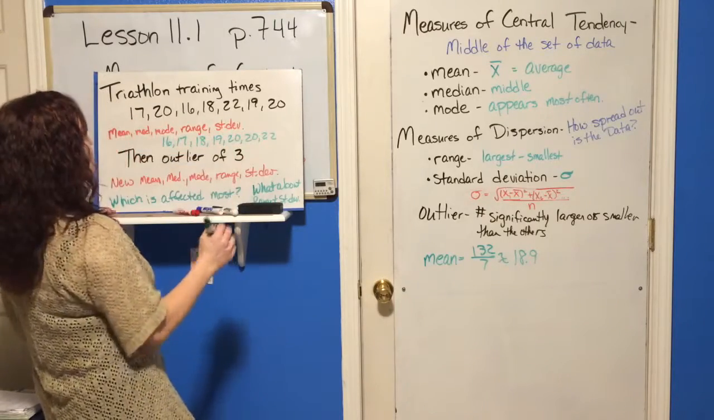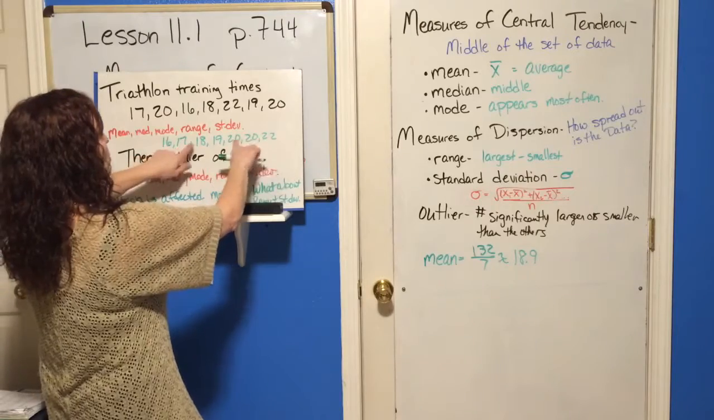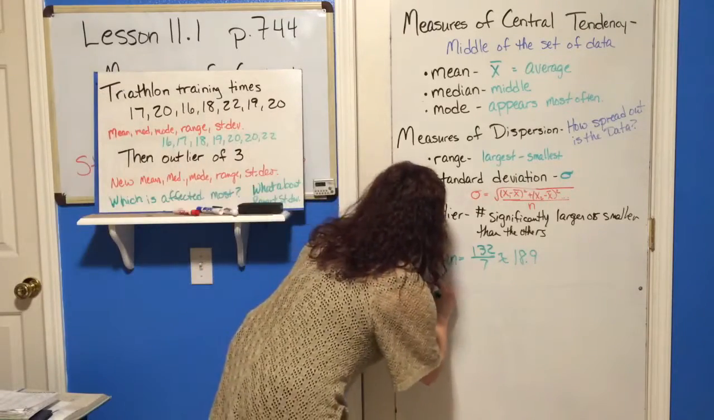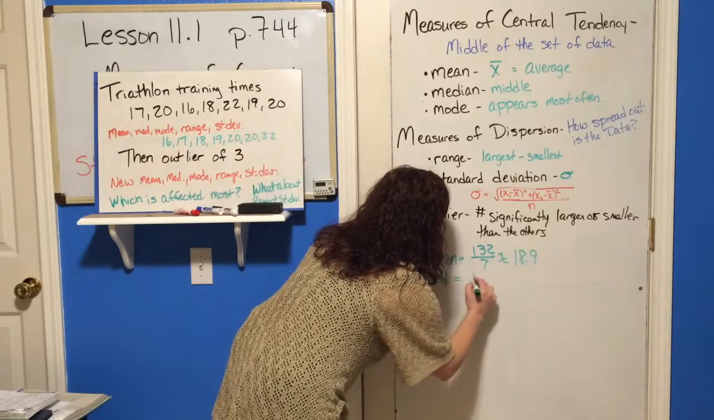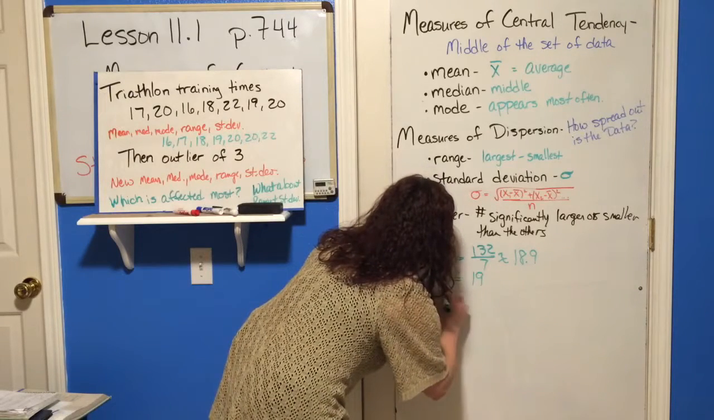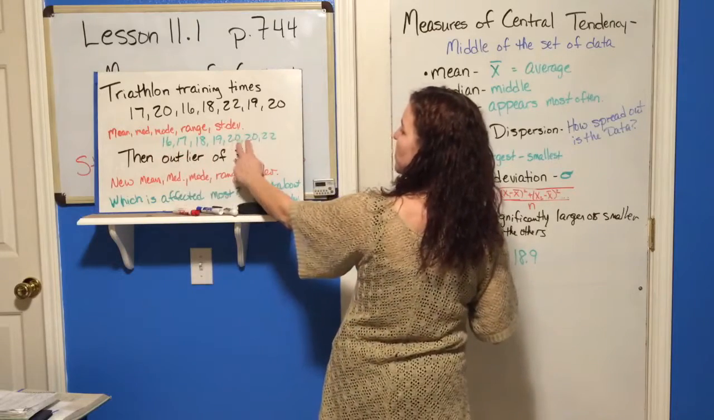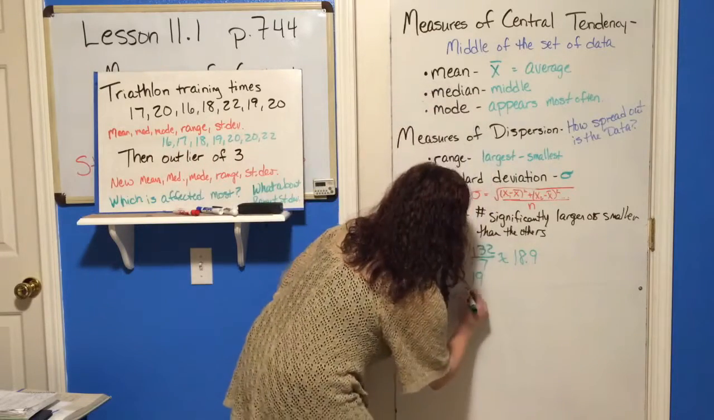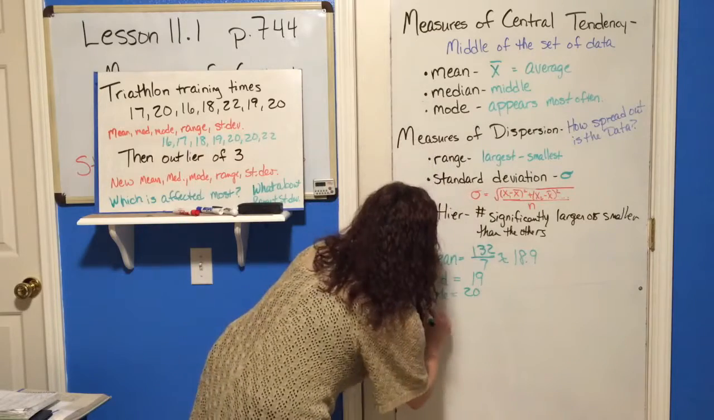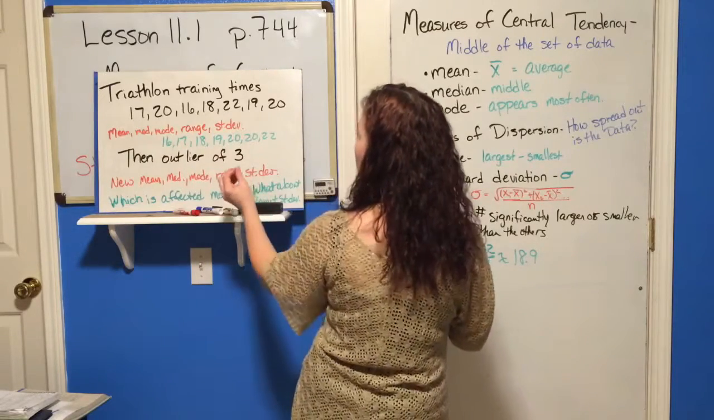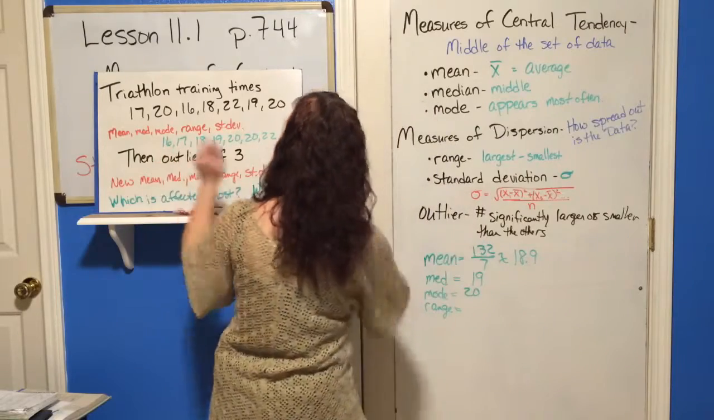All right. So to find the median, we simply go to the middle. Oh, look, there's an odd number. So the median is 19. The mode is easy. See how quick this is? The mode is easy. There's one number that's doubled, so the mode is 20. And the range. The range is 22 minus 16. Do it quick.